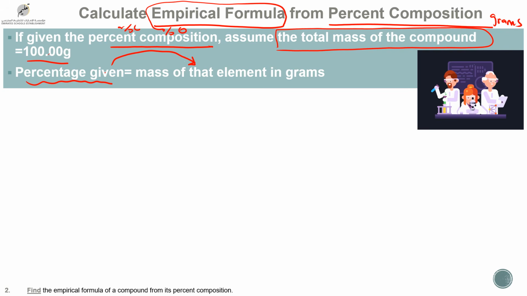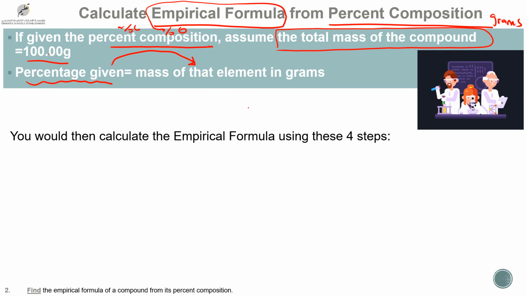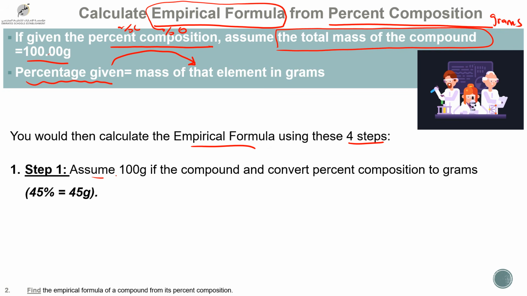So you just change the percent into grams directly. What does that mean? It means you need 4 steps to calculate the empirical formula. Step number 1, assume you have 100 grams of the compound and convert the percent composition to grams. For example, if they tell you that for element X the percent composition is 45%, just change it to grams. So this is the mass of X. Okay, good. This is the first step.